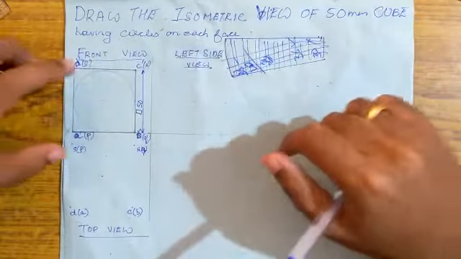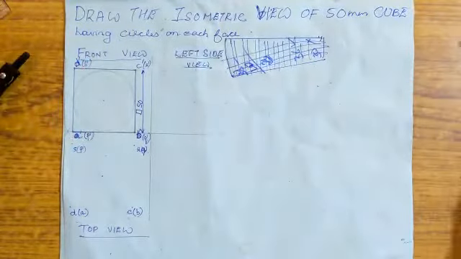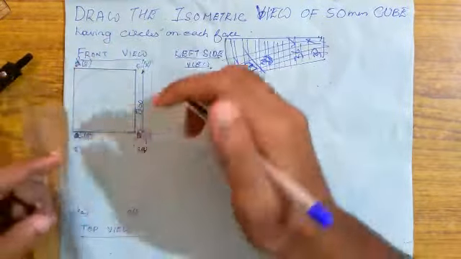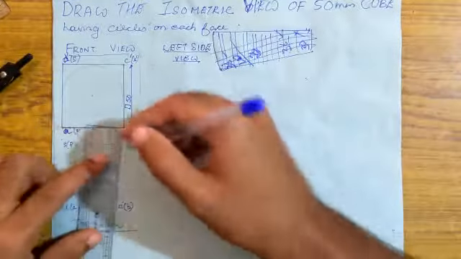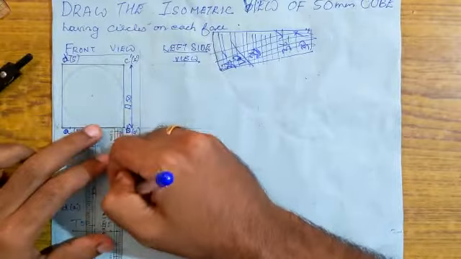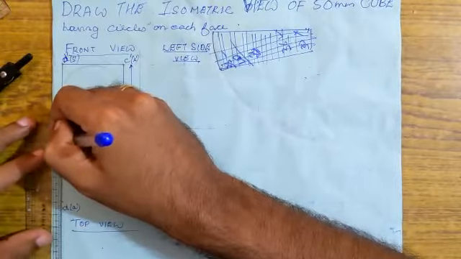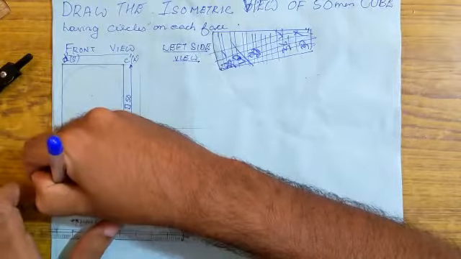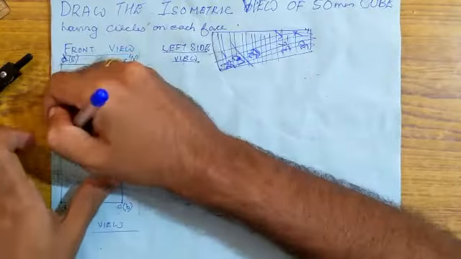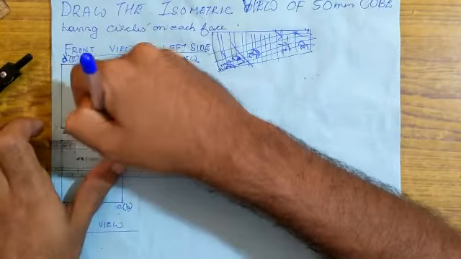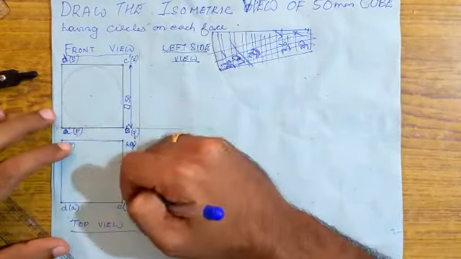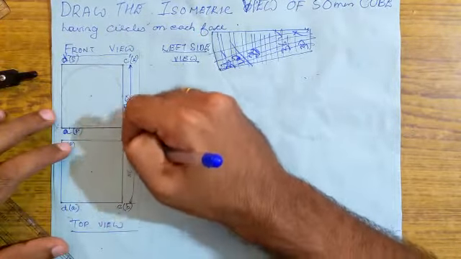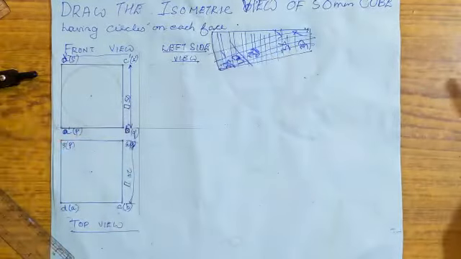Now next I'm going to draw the top view. The cube is of 50 mm length. So next I'm drawing the cube in the top view, which is also a square. I'm drawing that square, which is also of 50 mm. This is the top face.